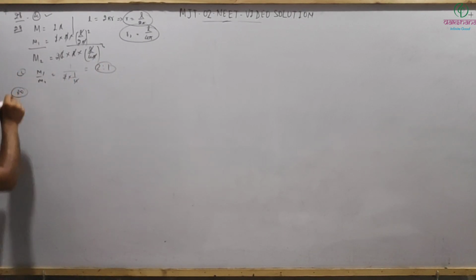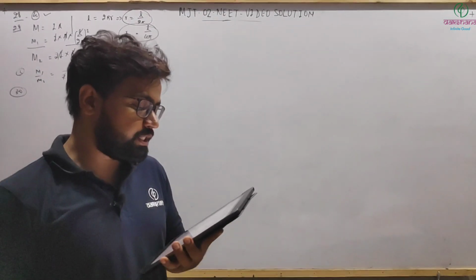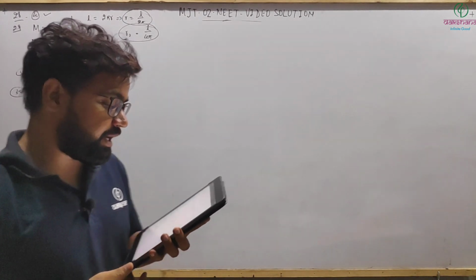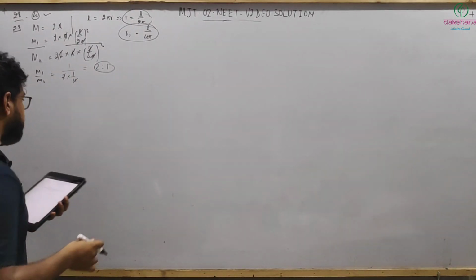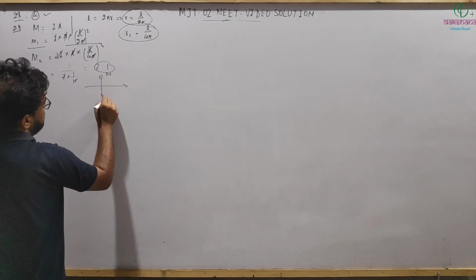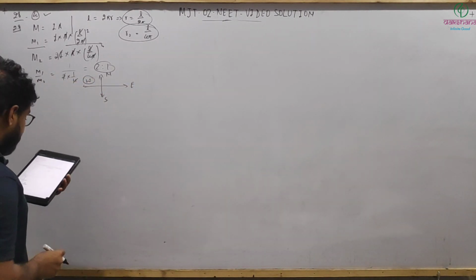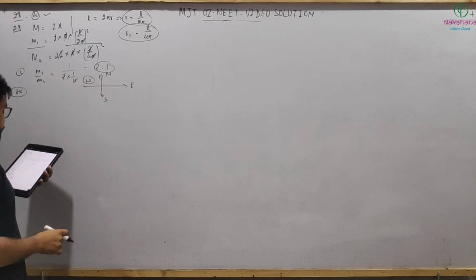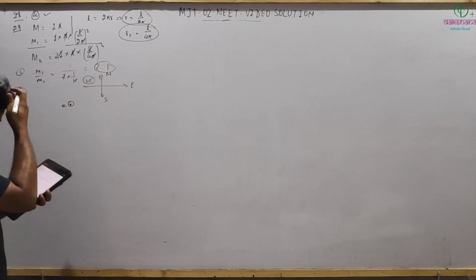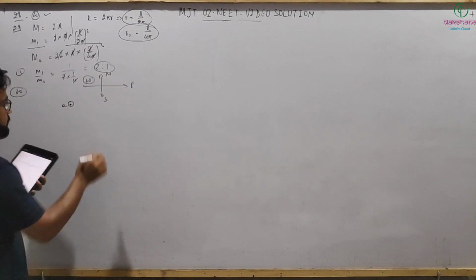Question number 30. Here an electron is moving in a zero gravity region in the upward direction, and the magnetic field in this region is along east. So this is north, south, east, west. The electron motion is upward, and the magnetic field in this region is east.